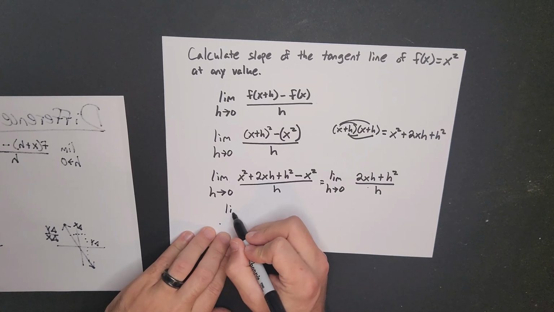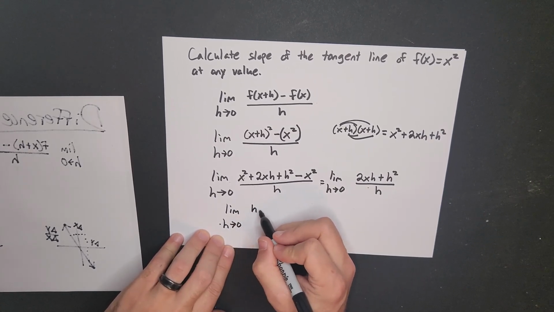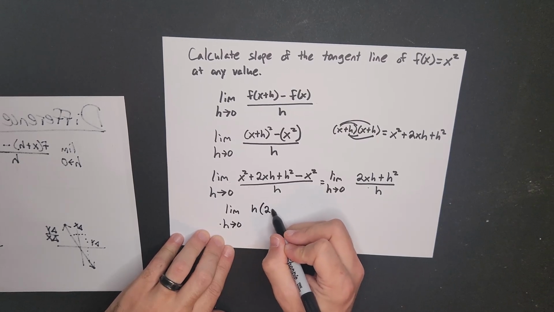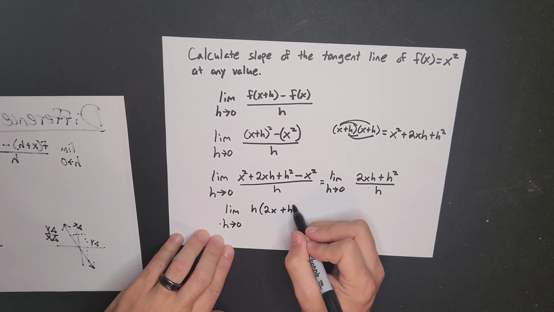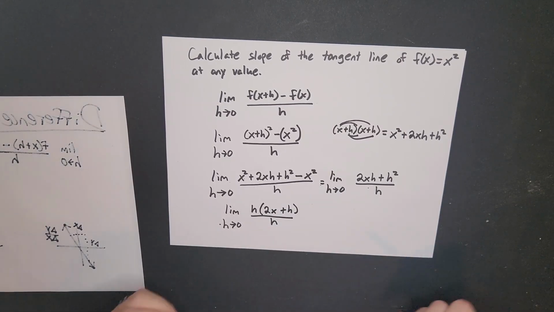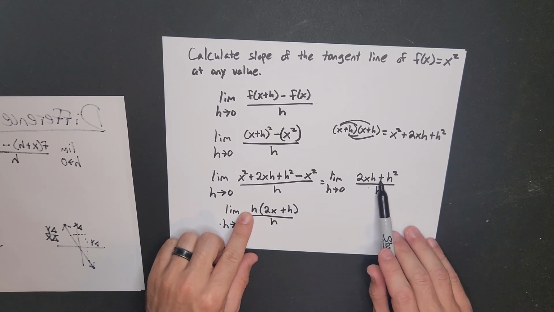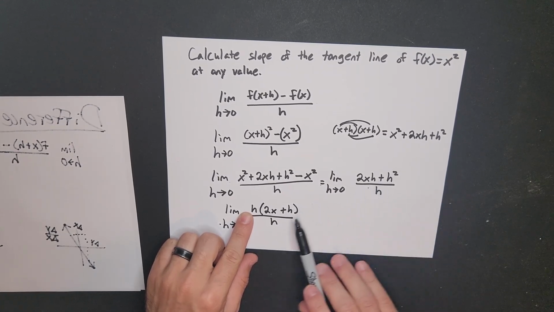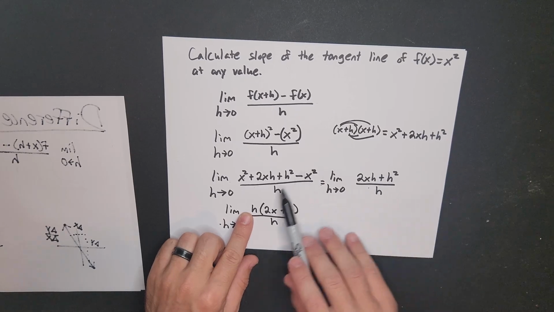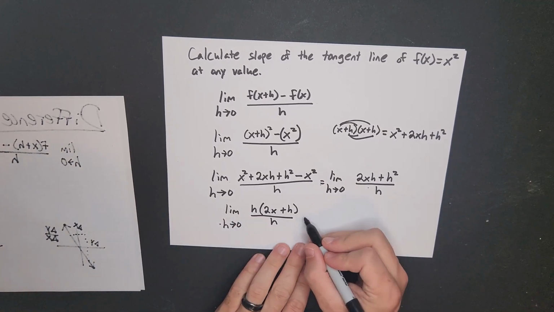So that leaves me with the limit as h approaches 0 of h times (2x plus h) all over h. Now you can always double check your work. If I take this h and distribute it back, I should get back to this up here. Okay, so all we did was take an h out of both of these and bring it to the outside. Well, now if you notice, my h's cancel.